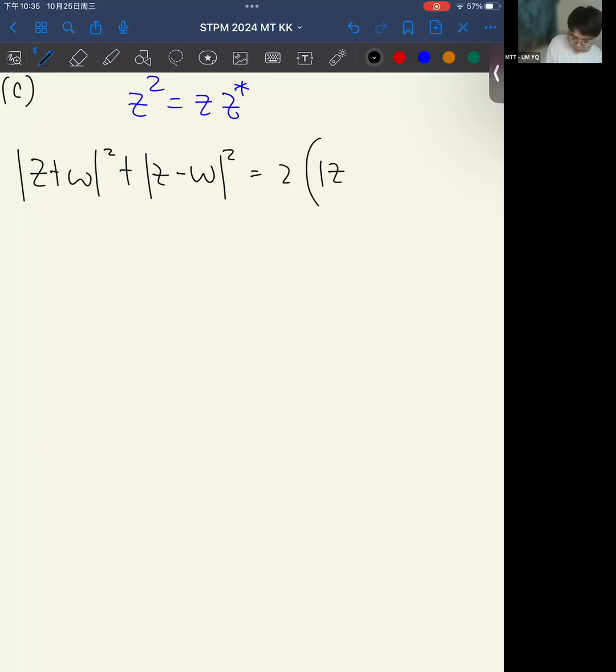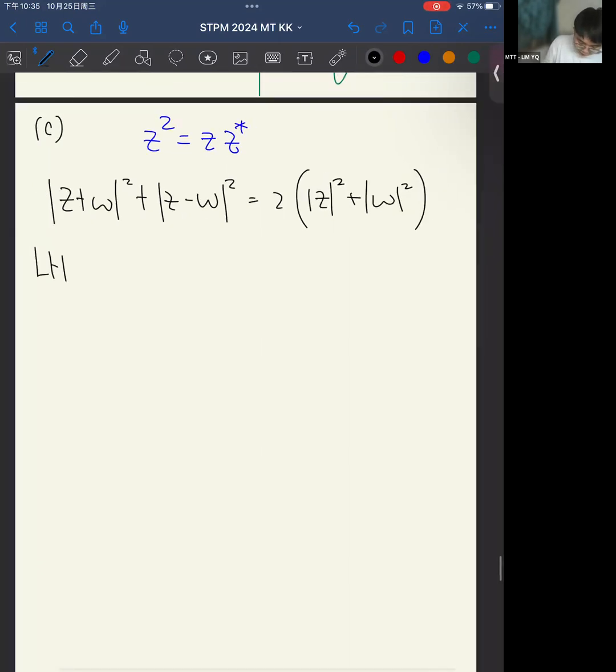These are Z modulus square plus W modulus square. In fact, this is not easy, but you can try out on your own first. If you cannot, then you look at my one also. How many of you? Four of you only, right? Okay, I do it very fast.